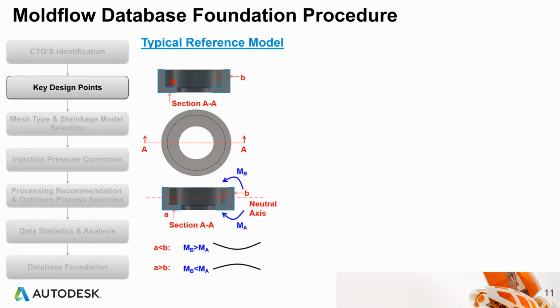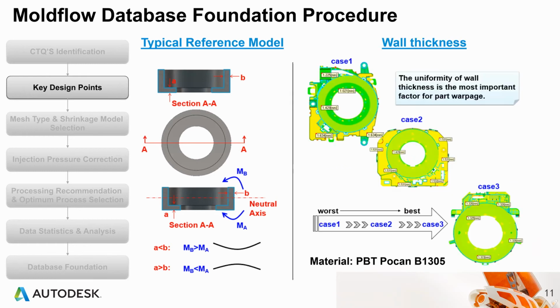According to the warpage status of state housing as ring typical, we know the wall thickness is the most important factor for part warpage. So we made an agreement with our part designer. That is, the difference of wall thickness should be less than 0.2 millimeter.